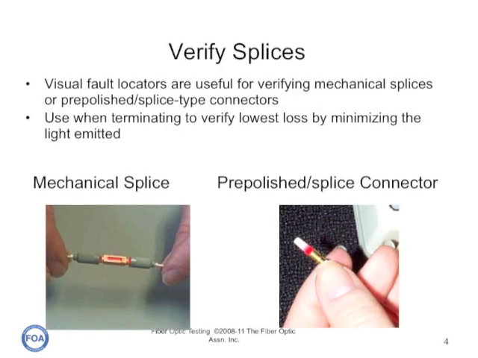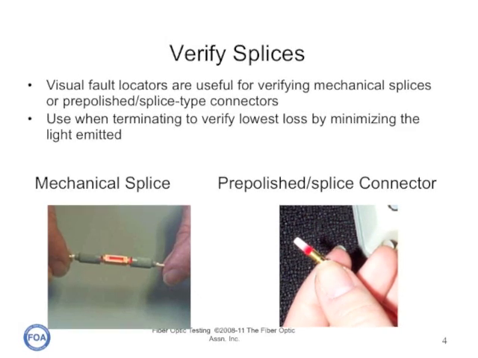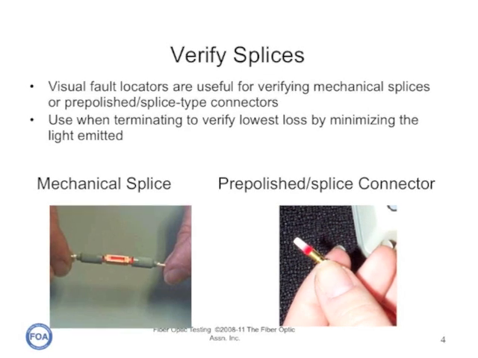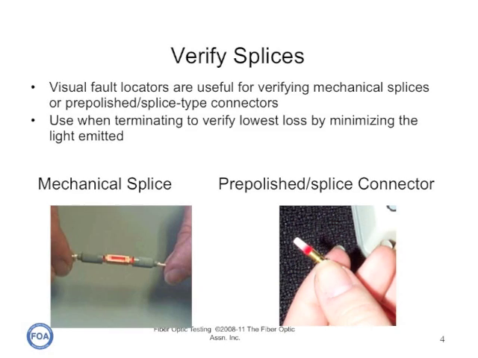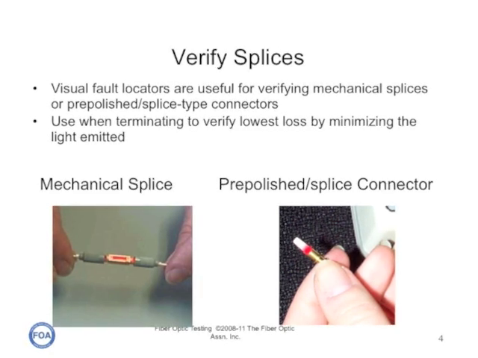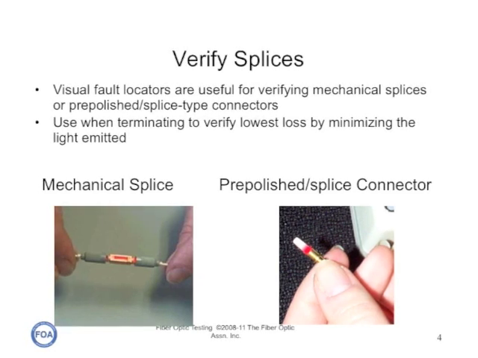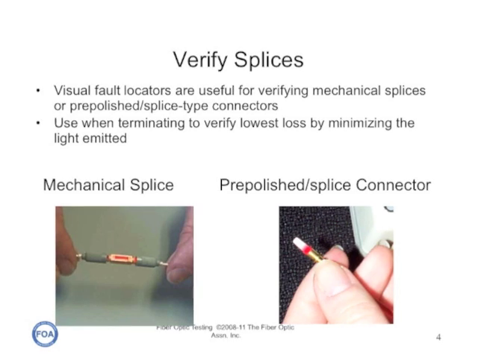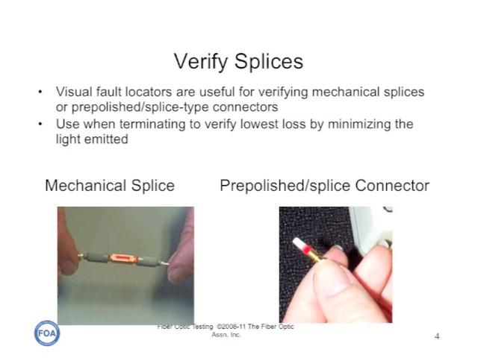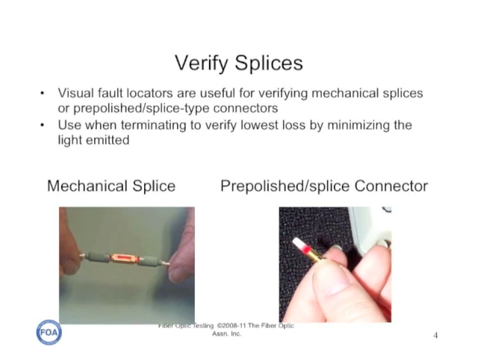VFLs are also useful for optimizing mechanical splices and pre-polished splice connectors. You simply move the fibers around in the splice or in the connector until the maximum amount of transmission exists, which you can usually determine by seeing the amount lost in the splice and minimizing that visual loss in the splice. Some manufacturers of pre-polished splice connectors now put visual fault locators into their kits or integrate them into their instruments.